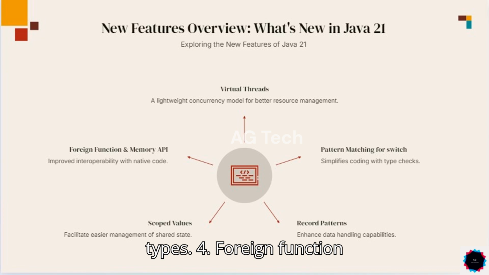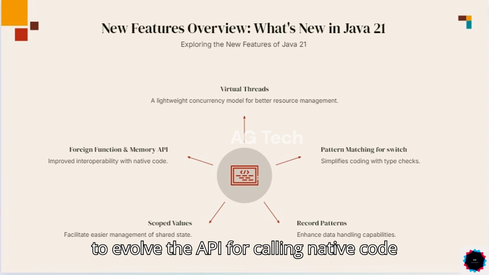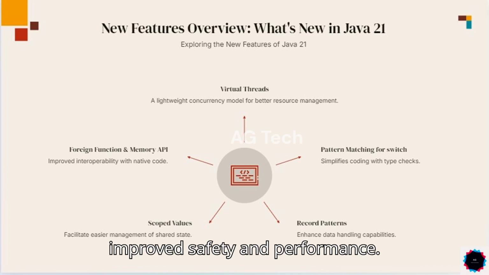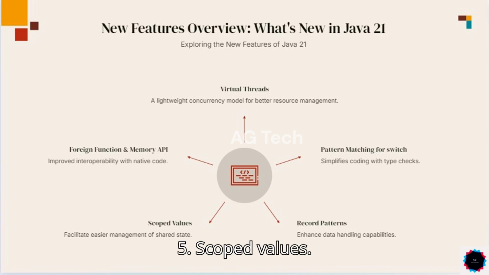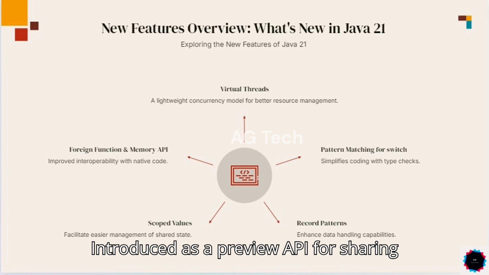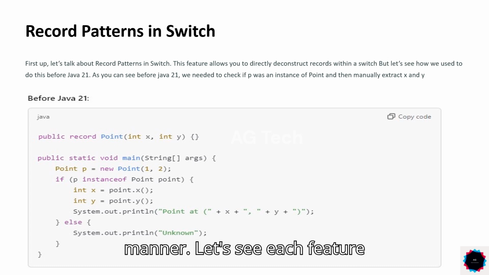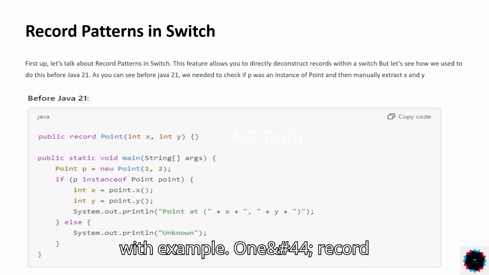4. Foreign function and memory API. Continues to evolve the API for calling native code and managing off-heap memory with improved safety and performance. 5. Scoped values. Introduced as a preview API for sharing data between threads in a controlled manner. Let's see each feature with an example.